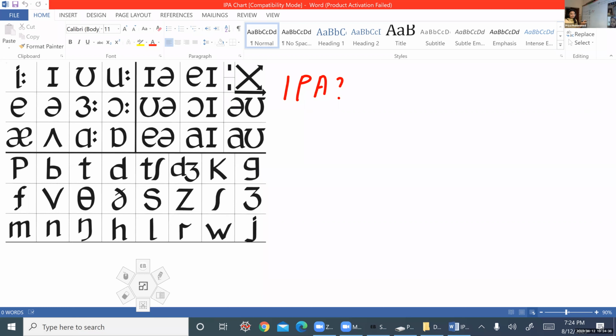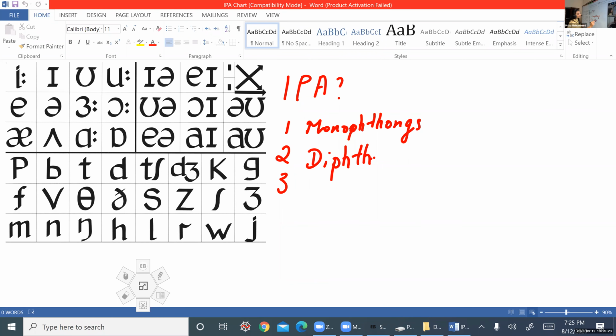Got it? Can you tell me what are the three sections you can see in the IPA chart? This is segregated into three sections. What are they? Ma'am, vowels. It's not vowels. Ma'am, yeah, vowels are there. Then it is only two sections. Monophthongs, diphthongs and consonants. Excellent. The first one is monophthongs. Second one, diphthongs. Third one, consonants.